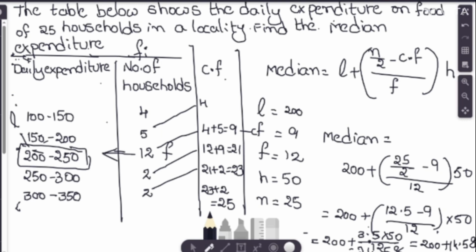Okay, so I explained mean, median, mode. These three are very important in Section 3. They may ask anything. Here you have to find the cumulative frequencies, then substitute them in this formula.